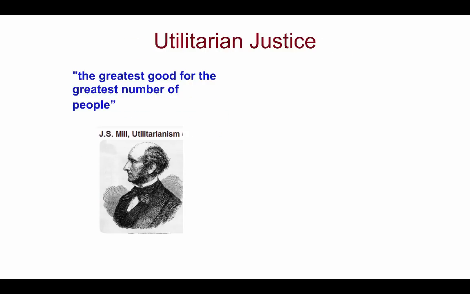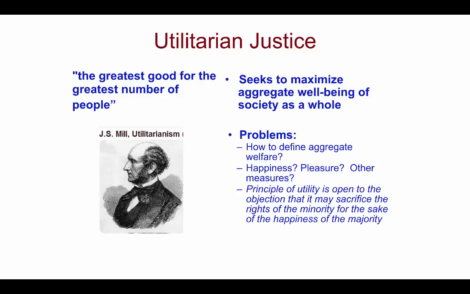Well, regarding utilitarian justice, one would distribute the primary goods so that in the final outcome, one would have the greatest good for the greatest number of people. John Stuart Mill was one of the founders of utilitarianism. Utilitarian justice seeks to maximize the aggregate well-being of society as a whole.